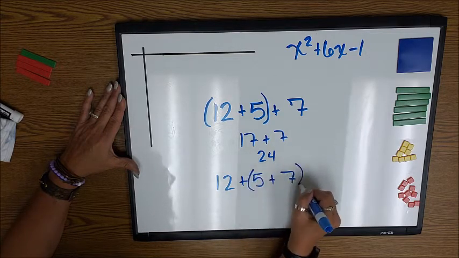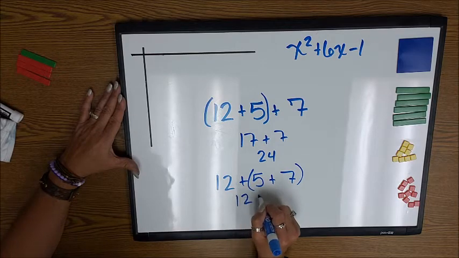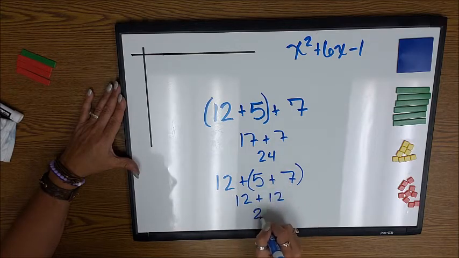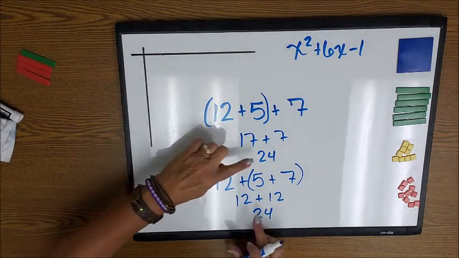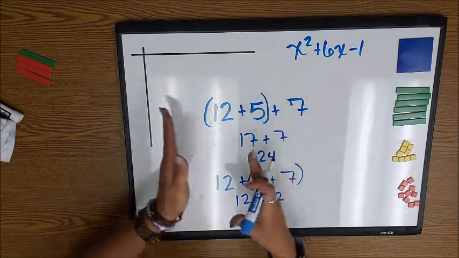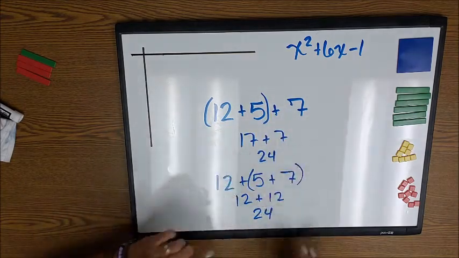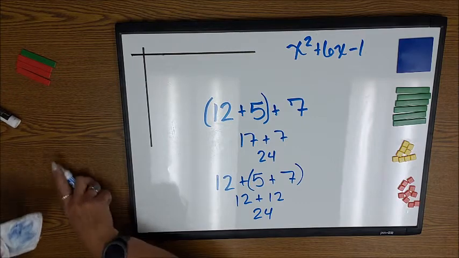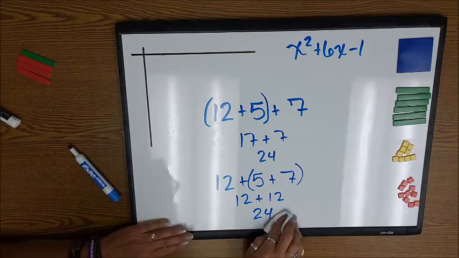Well, I can do the same thing. If I group 5 and 7, I get 12, plus 12 is 24. So it doesn't matter what order or how I group things when I am adding. I'm still going to get the same number. That's my associative property.